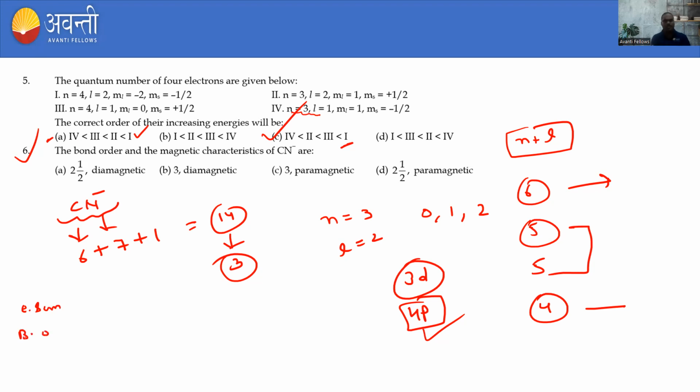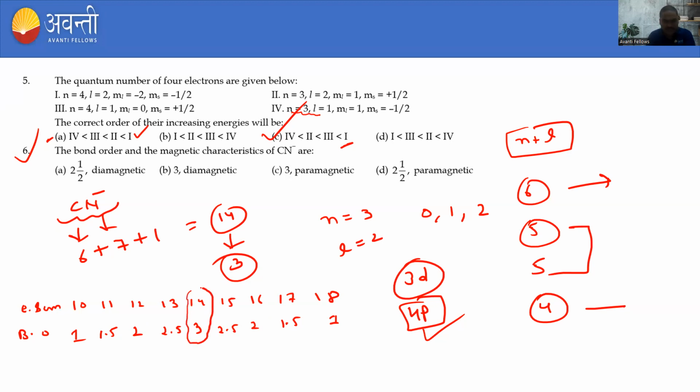So this is a very good trick to calculate questions related to bond order. For example, if the electron sum is 10, 11, 12, 13, 14, 15, 16, 17, and 18, then for electron sum 10 the bond order is 1, then 1.5, then 2, then 2.5, then 3, then again 2.5, 2, 1.5, and 1. We generally use this trick for the calculation of bond order. Now, the electron sum is 14, so this comes out to be 3.